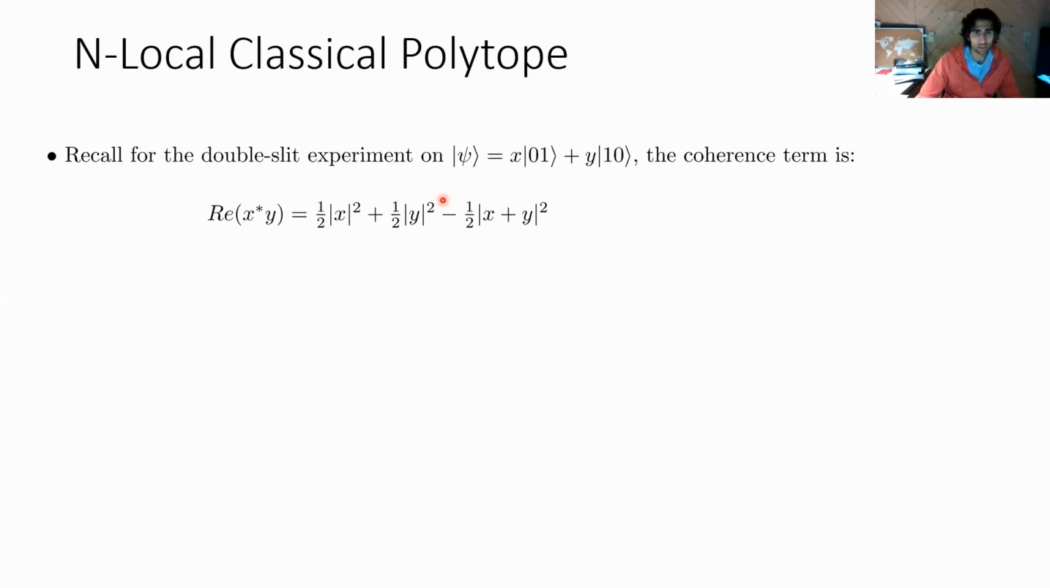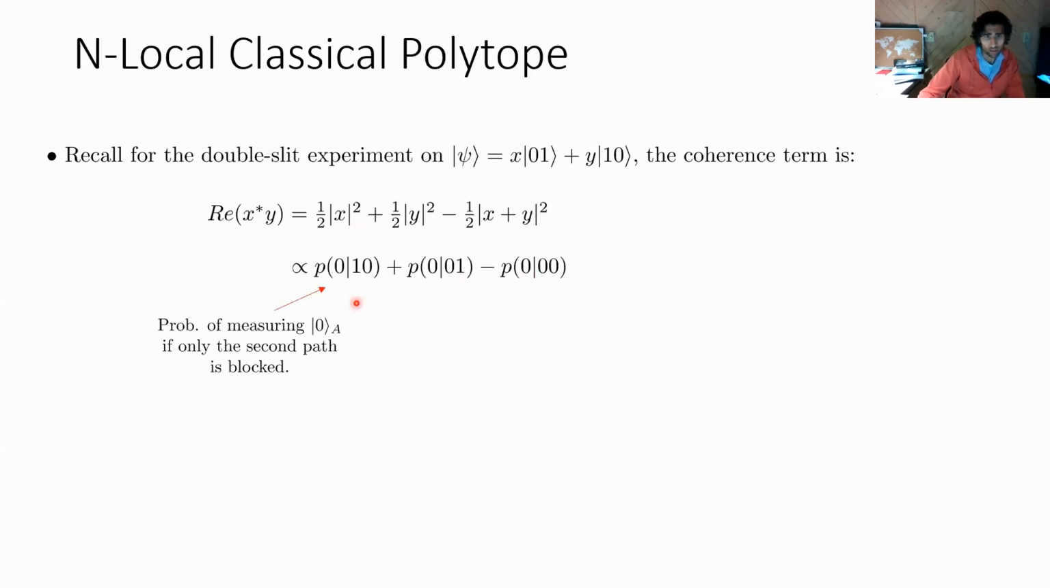So I wrote down this term that you can think of as the real part of this product. You can express it in this form here. And if we want to put a probabilistic interpretation to it, you can interpret each of these terms in the sum in terms of a conditional probability. And again, this P(0 given 1, 0) is the probability of measuring 0 if the second path is blocked. And this would be if the first path is blocked.